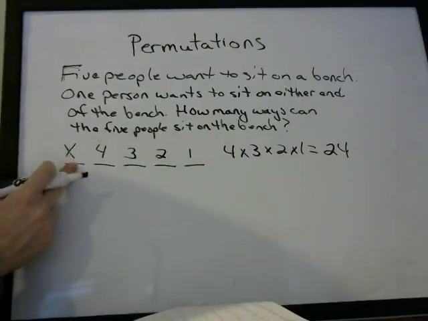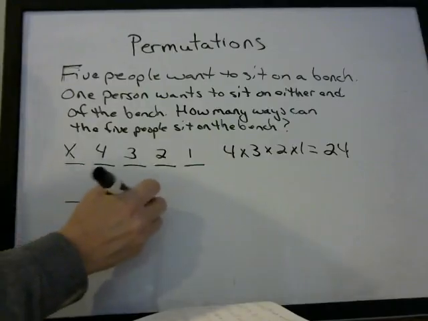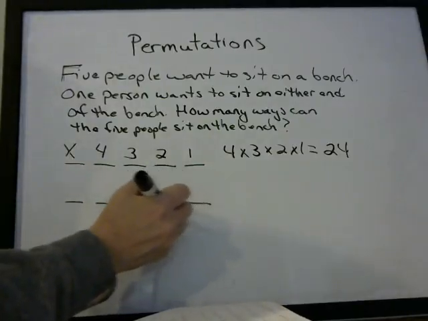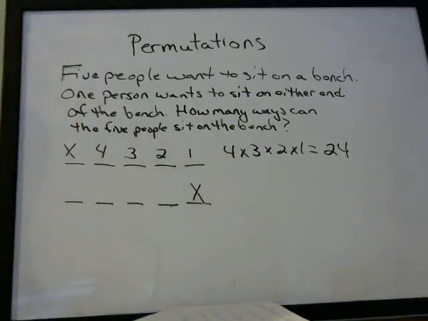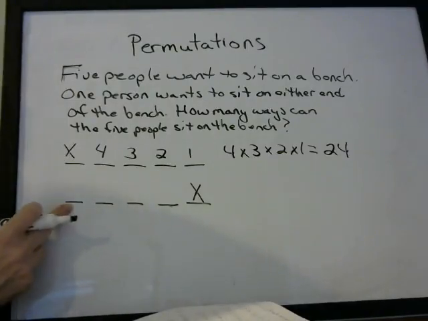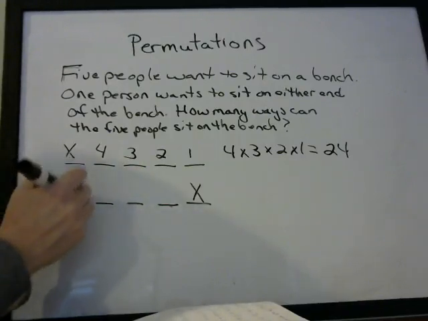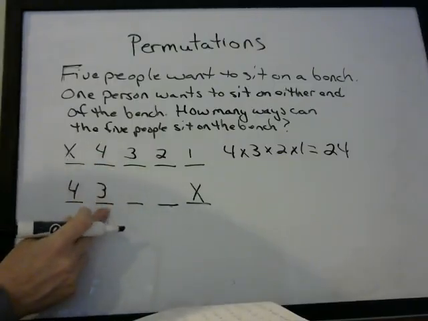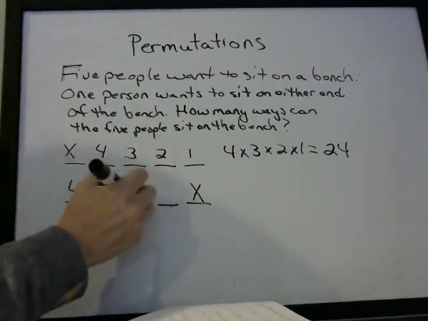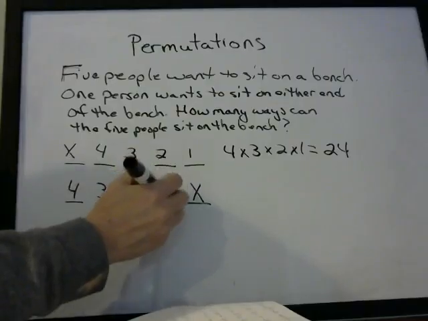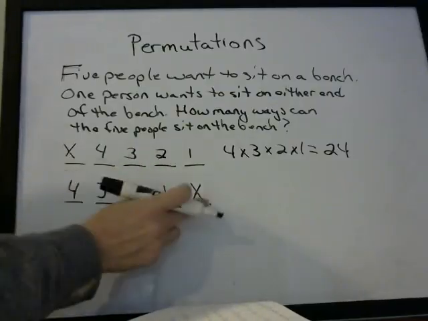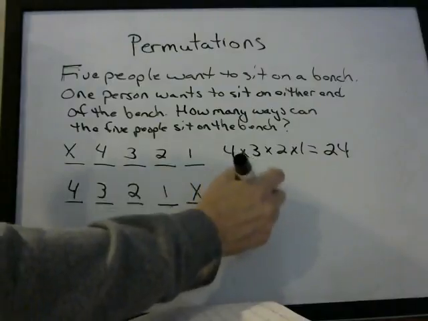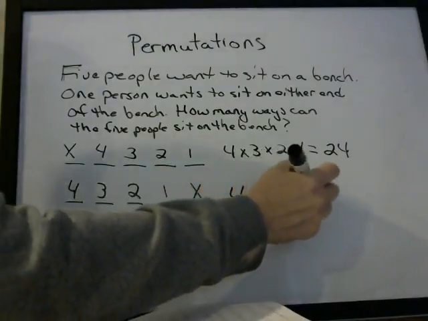But that's only if he sits on this end. What if he sits on the other end? Well, we'll start here again. Just think logically. So, how many people are available to sit over here? There's 4. Once that person sits down, there's 3 people left. Any one of them can sit here. Once he sits down or she sits down, there's only 2 of them left. Either one of them can sit here. And then there's only 1 person standing. So, if the person sits on this end, there's 4 times 3 times 2 times 1.